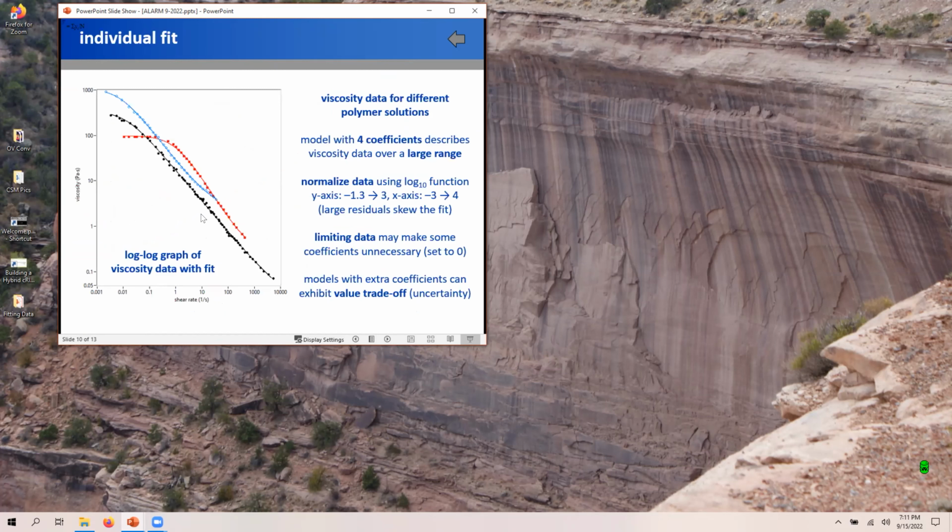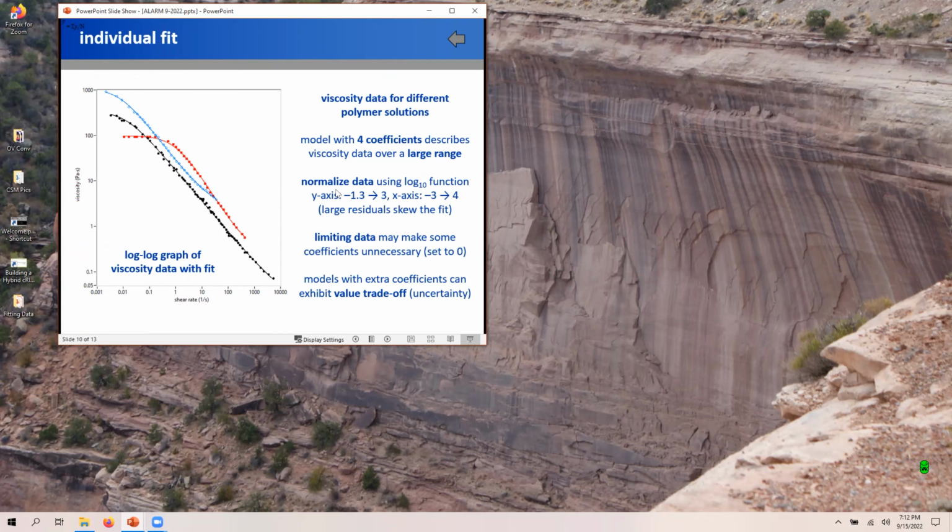So this is an example of an individual fit. This is viscosity data for polymer solutions. What I want to point out is the range on the axes is enormous. This axis goes from 0.05 to 1,000 and 0.001 to 10,000. This is a huge range of data. The problem with a huge range of data is the large data values up here will dominate the values down here. In other words, it just ignores the small data because it's close enough. It's the large data that drives everything.